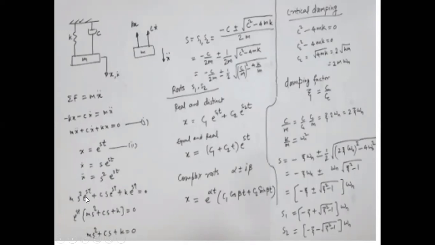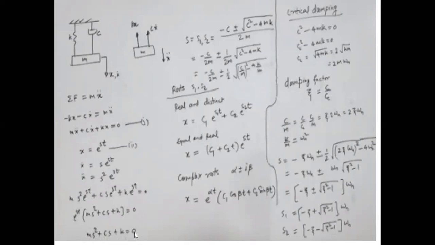Right. Now let us take e raised to st common. It is equal to e raised to st into bracket m s square plus cs plus k bracket complete equal to 0. E raised to st can be taken to the right side, so it is 0 by e raised to st. So it is equal to m into s square plus cs plus k is equal to 0.